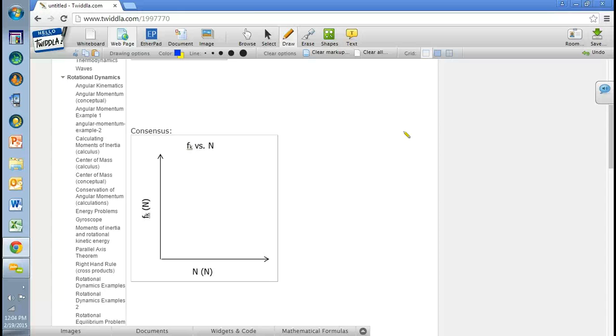We have one person that's responding. Okay, got a couple. Okay, it looks like you guys are saying positive direct, so kind of like this. It looks to me like most people are saying that. Anybody have something different than that? We can look at their graph.